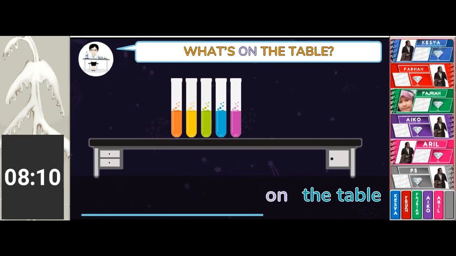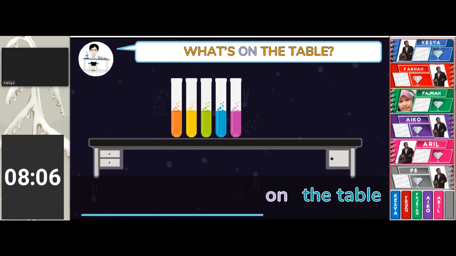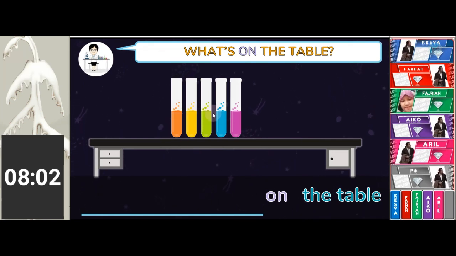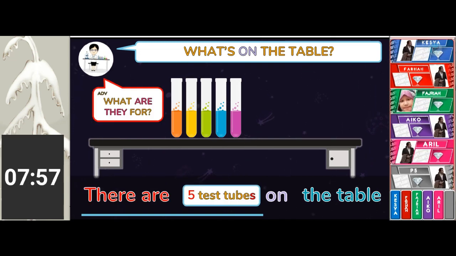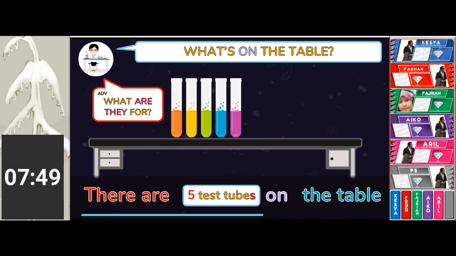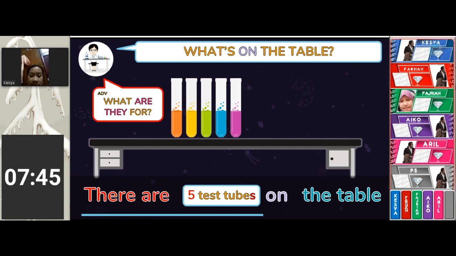What's on the table? There are five test tubes on the table. What are they for? We can use them to hold simple scientific experiments. They are made of strong glass, so it doesn't break when you do the experiment.